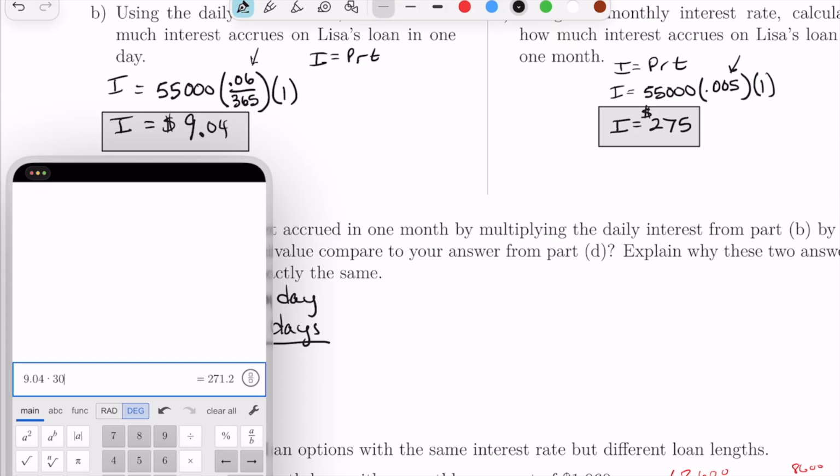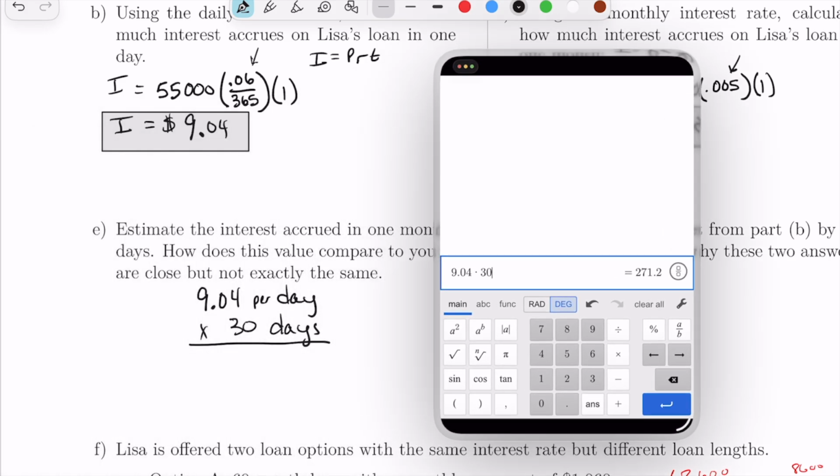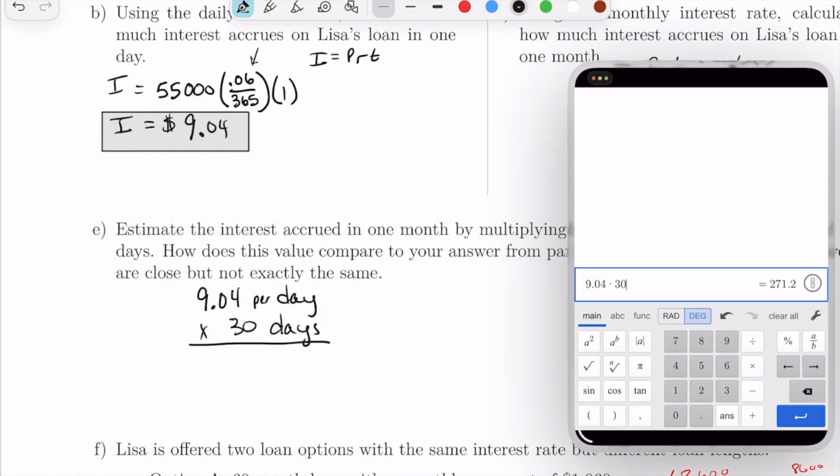So I get 271.2. Now, there is something else that I want to point out though, is instead of using 9.04, I probably would want to use the whole equation up here. That way I'm not using some rounded numbers. So this is 271.20. I'm going to get something that's really close to that, not quite the same.